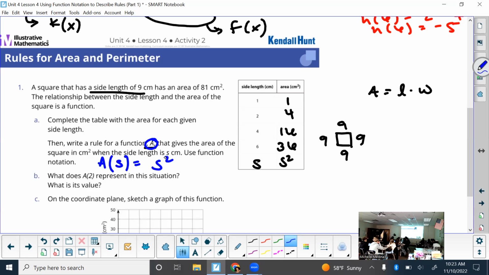It's what we're doing to each input to get the output. Function notation is just the name of the function, and then in parentheses would be the input. Usually X, but this one they wanted the input to be the side length. Make sense?